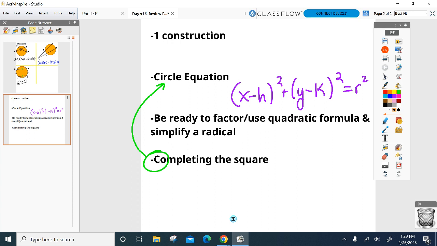And then a couple other things to be aware of. There is a lot of factoring tomorrow, but I will let you know everything is factorable. You can find two numbers that multiply to this and add to this number. All of them are factorable. If you are unsure about your ability or just not confident at all, I will have reference sheets available and you can use the quadratic formula. But I will let you know everything is factorable tomorrow. And also, like every test so far this year, be ready to simplify a radical if need be.